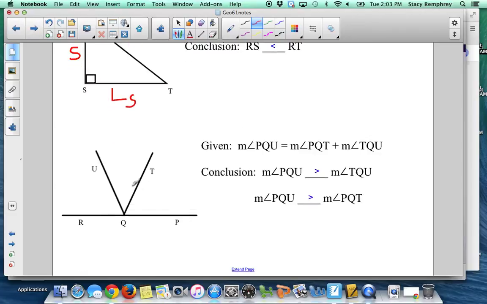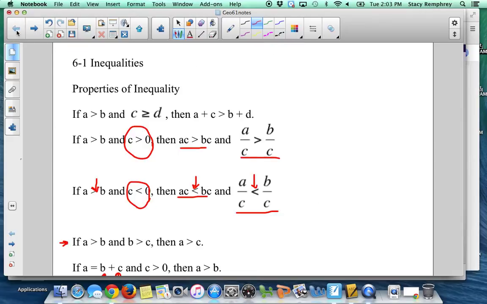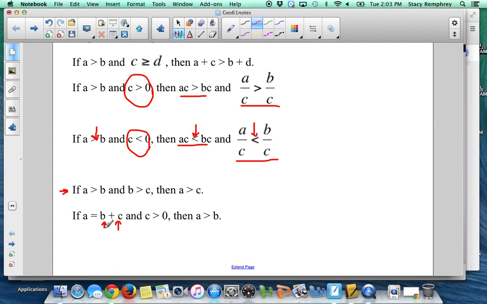In the next one, PQU is made up of PQT and TQU, angle addition. So this is using that idea that the whole angle is bigger than either of the parts. So the larger is going to be greater than either part. And again, the property of inequality that is using is this bottom one down here.